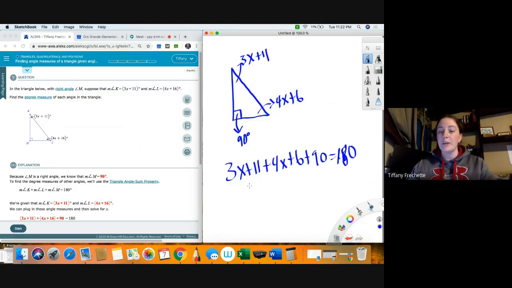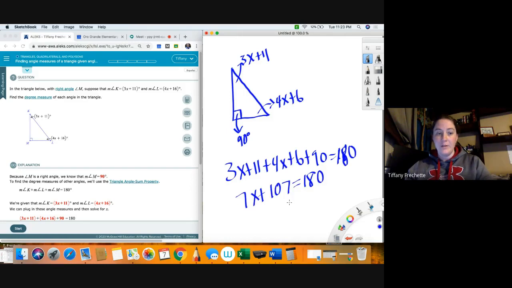So first we want to go through and add some like terms. So we have 11, 6, and 90. And then we have 3x and we have 4x, okay? So I just did one line and two lines to show you some like terms here. So first let's go 11 plus 6 plus 90. So we get 17 plus 90. So we get 107. All right. So then we want to do 4 plus 3 because they both have an x, so they're like terms. So we have 7x plus 107 equals 180.